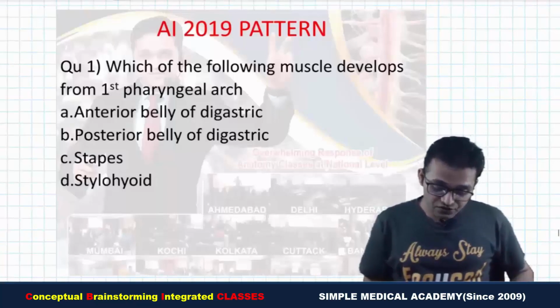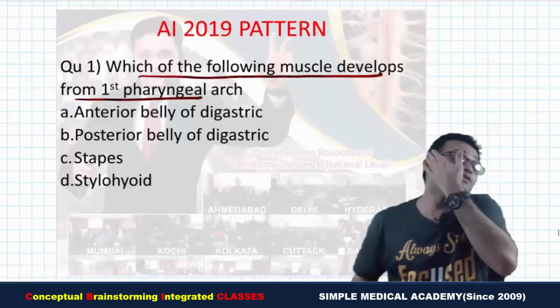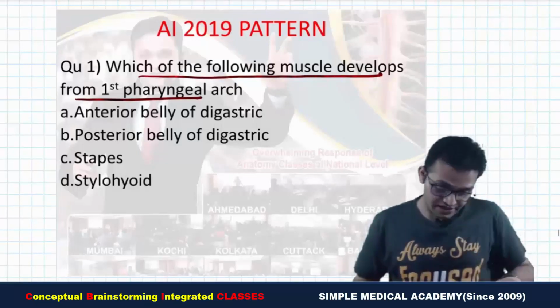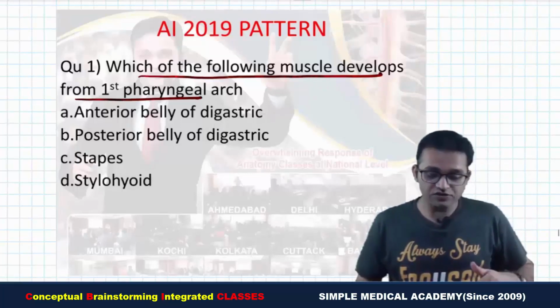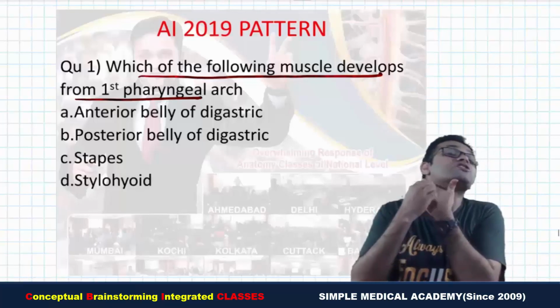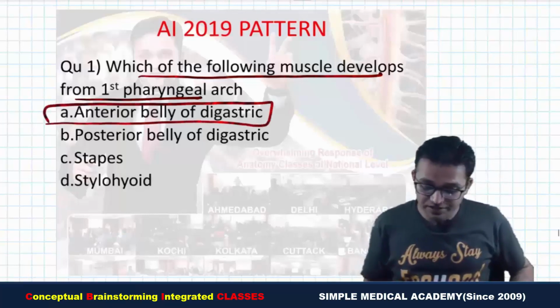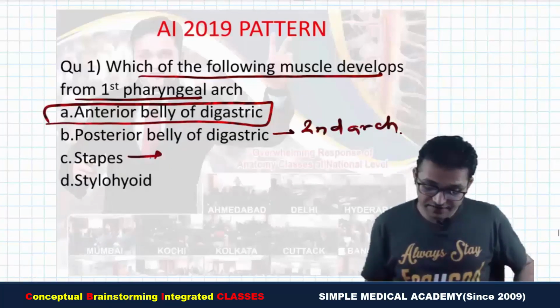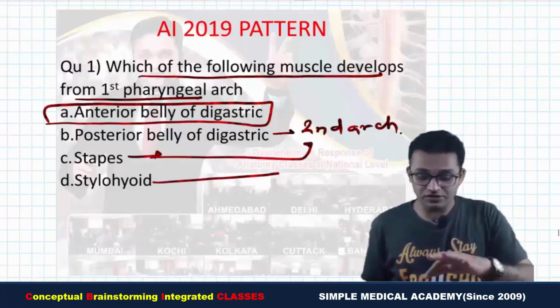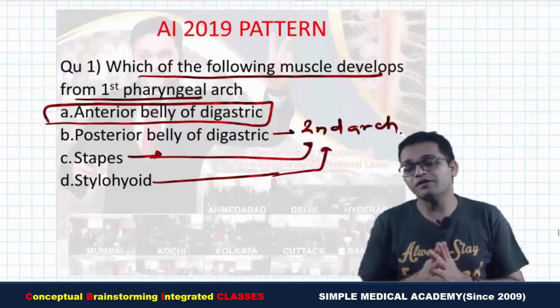Again this question has been asked: which of the following muscles develops from the first pharyngeal arch? Do you remember the first pharyngeal arch? It gives rise to the structures here, bone or muscles. Do you remember four muscles of mastication, mylohyoid and anterior belly of digastric, not the posterior belly. So here definitely your answer is the anterior belly of digastric. The posterior belly of digastric develops from the second arch. Stapes is the skeletal element of the second arch. Stylohyoid, either the ligament or the muscle, both develop from the second arch, skeletal element or muscular element. So this is all about the pharyngeal apparatus.